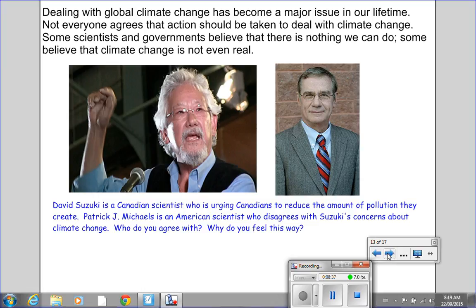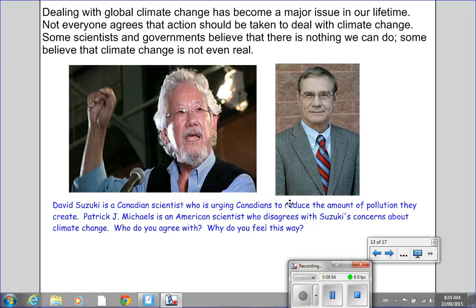Dealing with global climate change has become a major issue in our lifetime. Not everyone agrees that action should be taken to deal with climate change. Some scientists and governments believe that there's nothing we can do. Some believe that climate change is not even real.